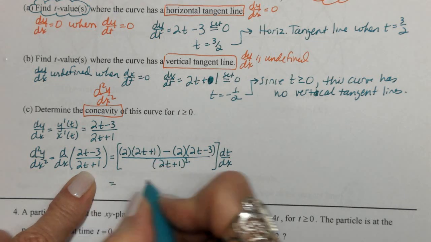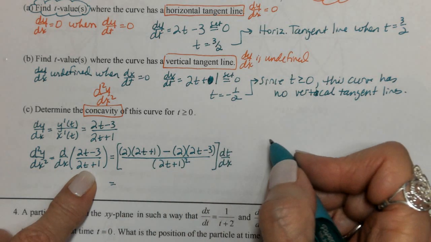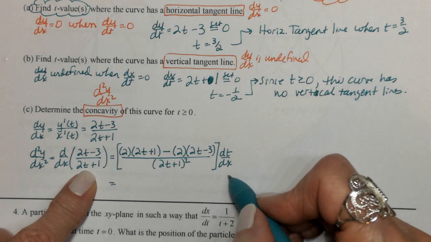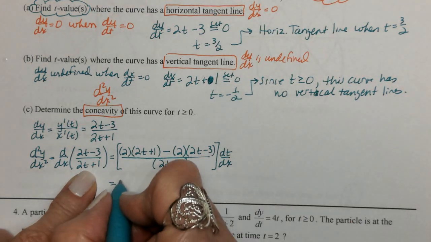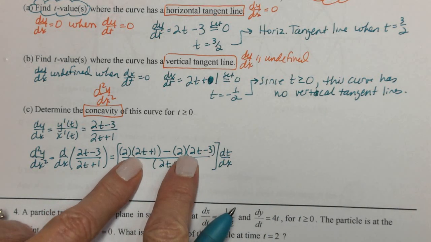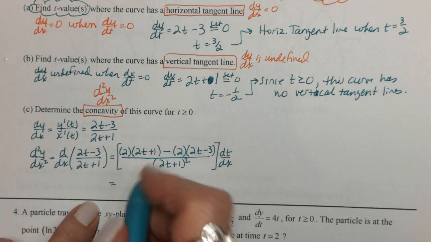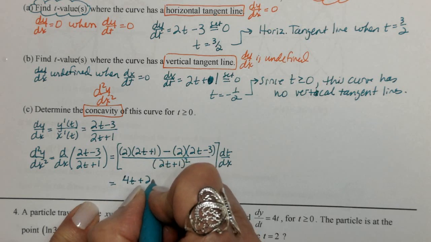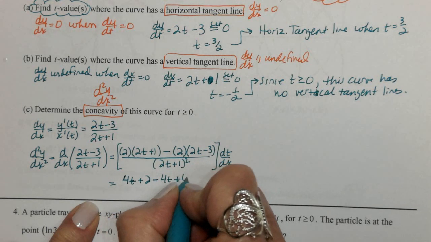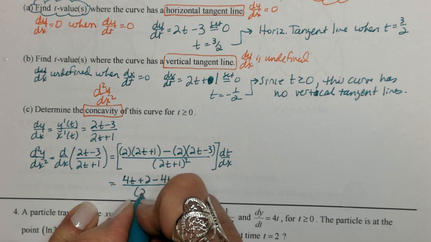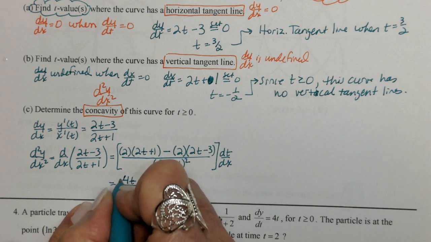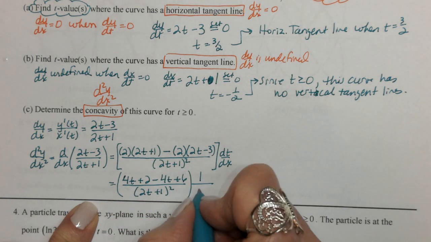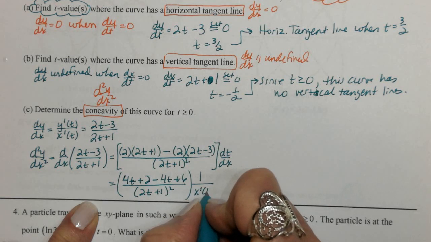Well, once again, I don't know dt/dx, but I know dx/dt, so we're going to change dt/dx to 1 over dx/dt. In the process, I'm going to go ahead and simplify this numerator. I'm going to distribute, so I'm going to have 4t plus 2 minus 4t plus 6, all divided by (2t plus 1) squared, and I am multiplying that by 1 over dx/dt, which is x prime of t.